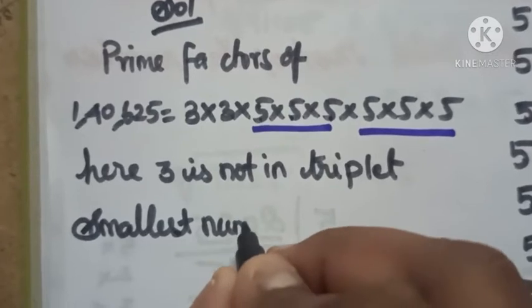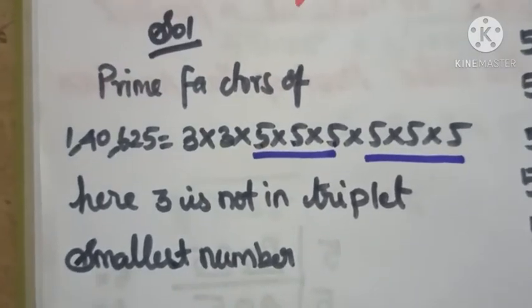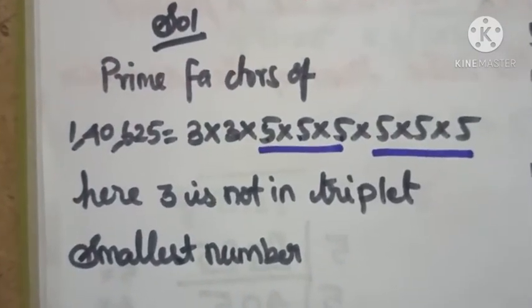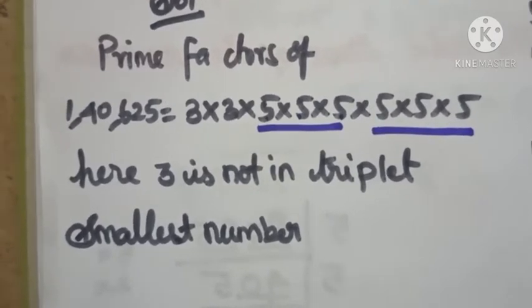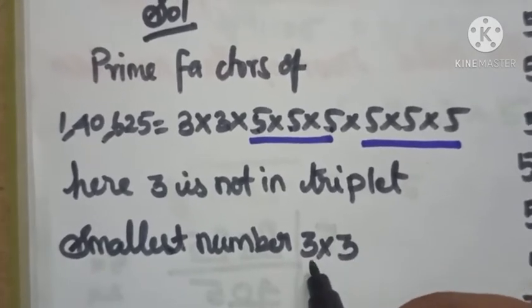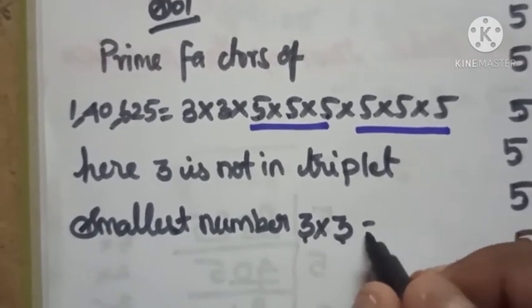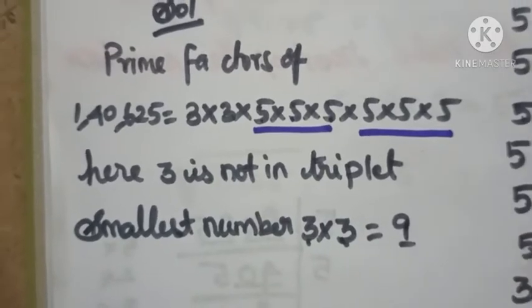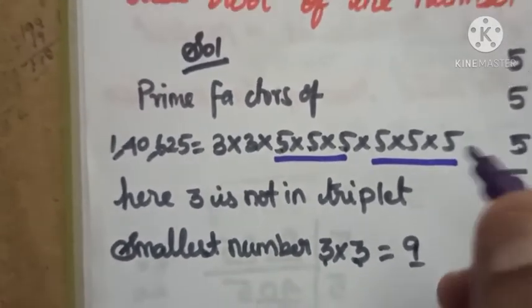Smallest number. So previously what we had to do, we had to add how many 3s and how many 5s. Here how many 3s do we need to cancel? We need to cancel 2 times 3. So 3 3s are 9. So 9 is the smallest number. Okay, so now you can divide.